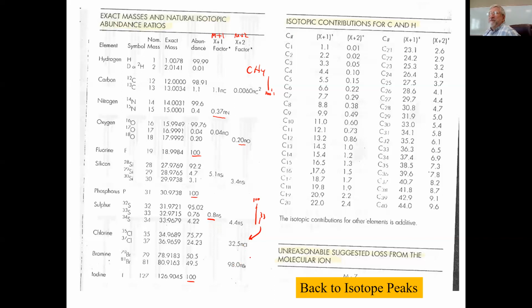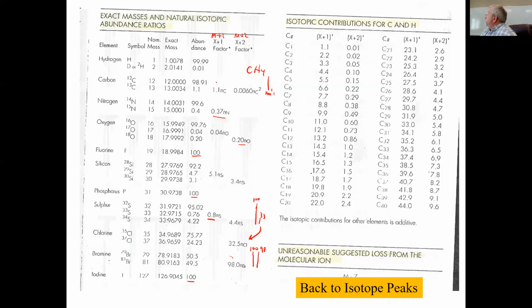And bromine, it says 98. So if you have one bromine, you're going to have one peak that's 100, and the next peak is basically going to be 98, because look, there's almost 50-50 proportions between the two isotopes. We're actually going to go through and calculate these isotope peaks and their relative sizes for a compound, and we'll see how that works. Kind of look at it backwards.